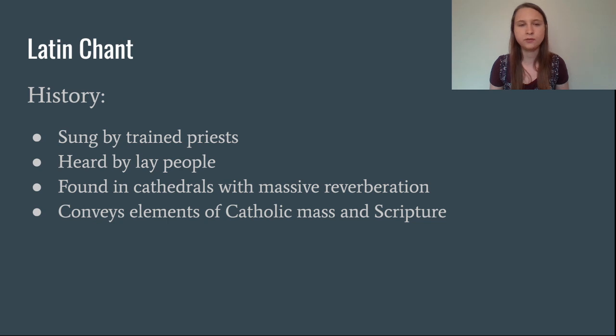And sadly, we don't have a lot of evidence of what those were like, Gaelic chant and so forth. But Roman chant became the music of the church. And so from 800 AD forward, we have lots and lots of those kinds of chants. They were often sung by trained priests, and the congregants, the lay people, listened. They conveyed elements of the Catholic Mass and also Scripture.